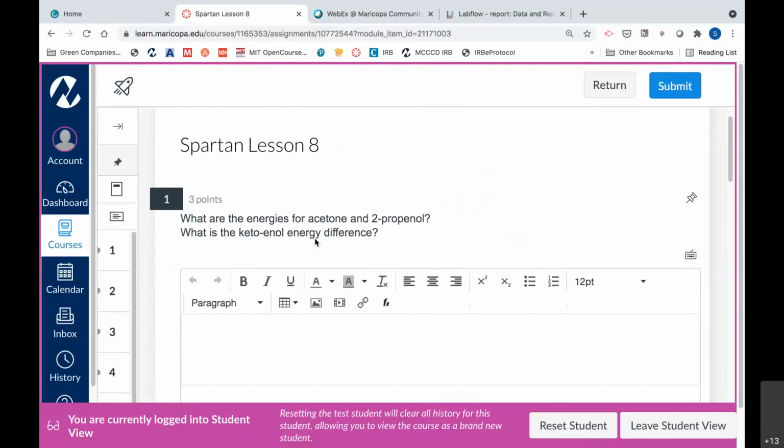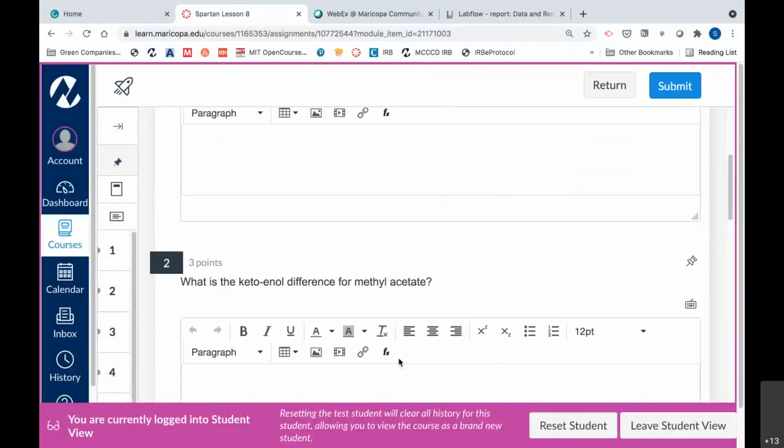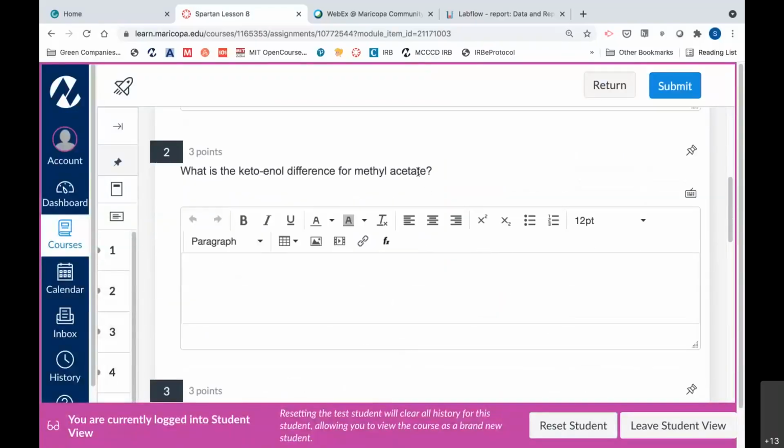What is the keto-enol energy difference? For the energy difference, be careful. I know you can do this pretty well. You guys are smart, but when you get busy, make sure it's minus 147.67 plus 216.25, minus of minus, right? You know what that is. So you will get the difference of those energies. Put that there. And you'll do the same thing for methyl acetate and its enol form.